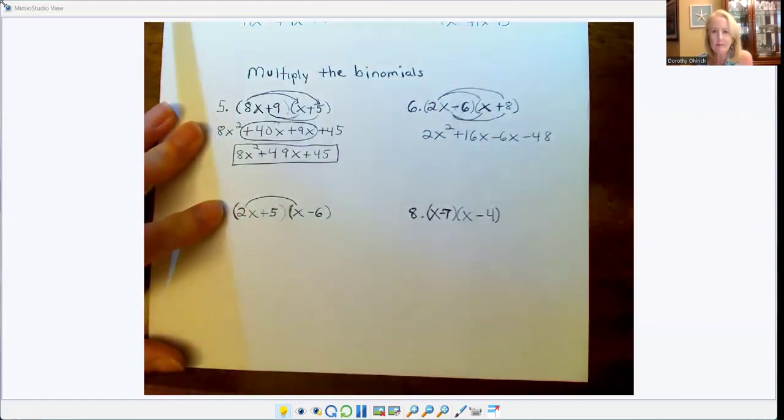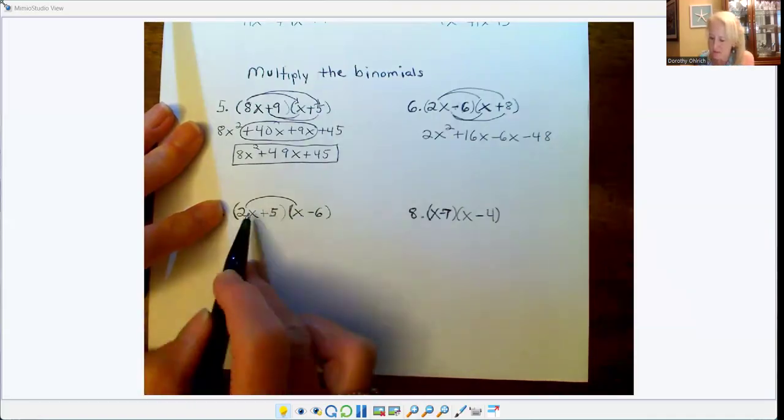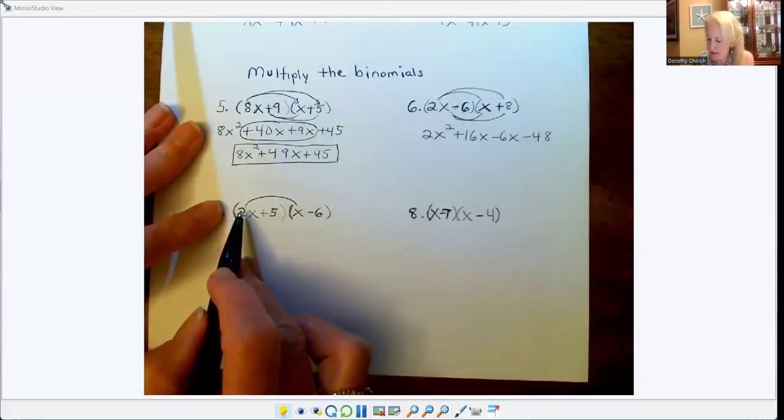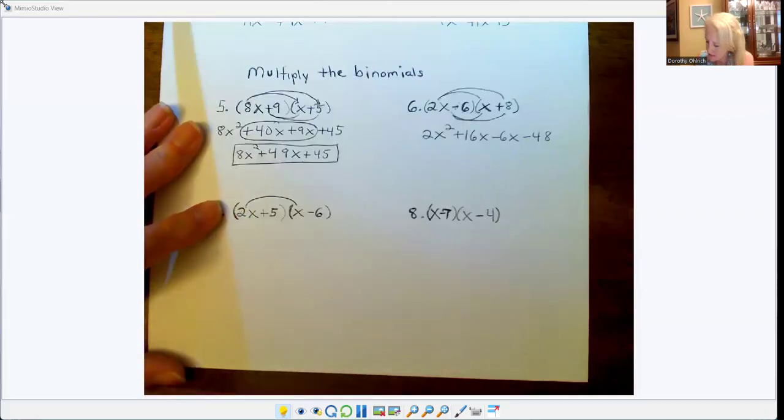Here, I would like you to stop the video and do the last two and see if you can get them perfectly correct. I do have two negatives in that one, but just challenge yourself and see if you can get that correct. Okay, assuming you've stopped it and started again, we'll review these.